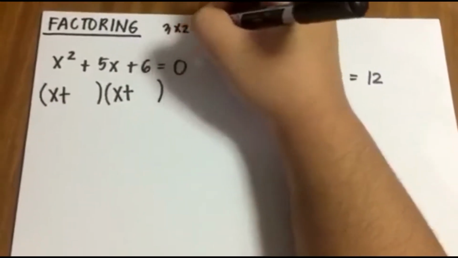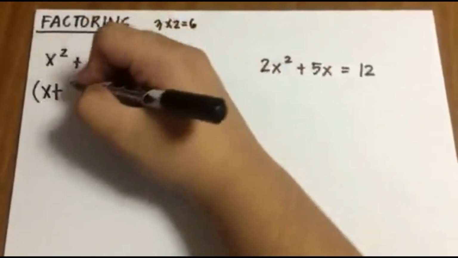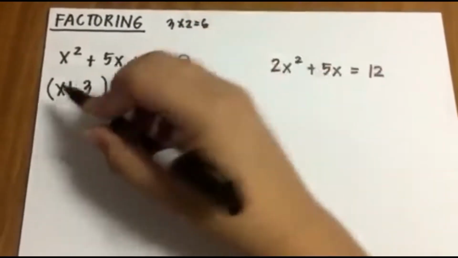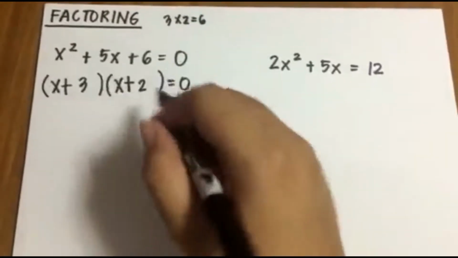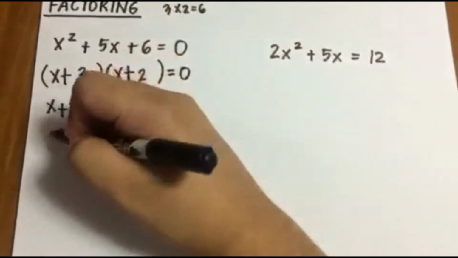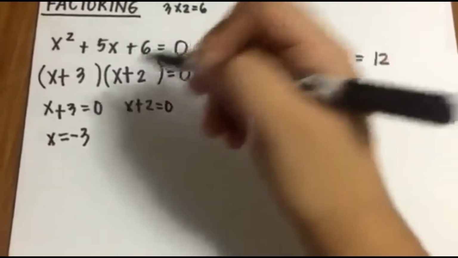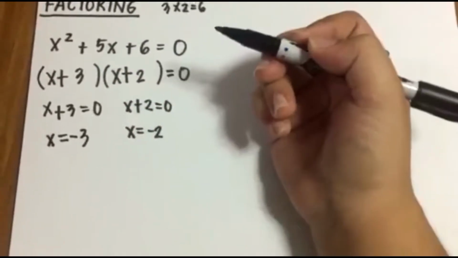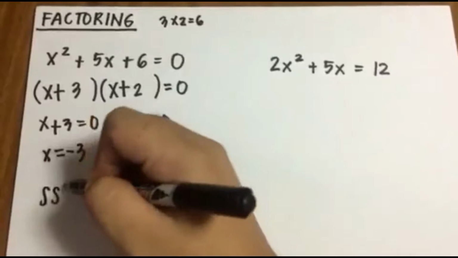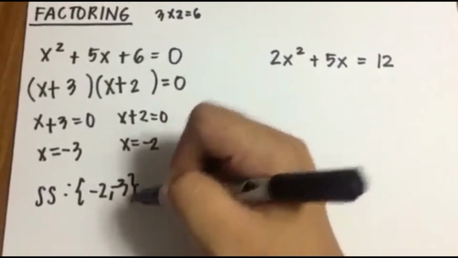3 times 2 equals 6. Therefore, 3 and 2 are the numbers you need inside the parentheses. So (x plus 3)(x plus 2) equals 0. To get the value of your x's, you have to equate both of them to 0. So x plus 3 equals 0 would give you x equals negative 3, while x plus 2 equals 0 would give you x equals negative 2. These are the numbers your solution set will contain. So now your solution set would be negative 2 and negative 3 enclosed inside a bracket.